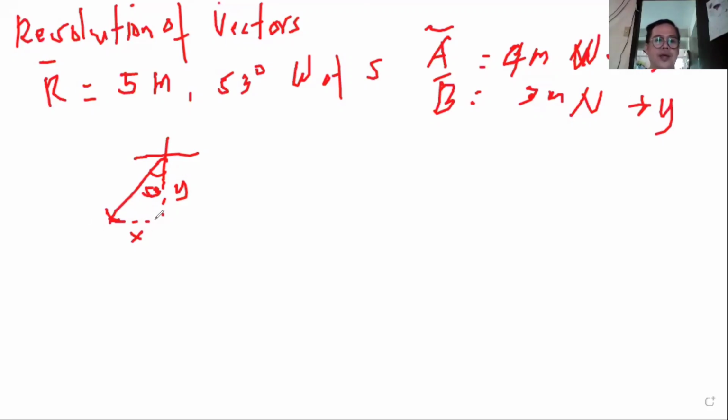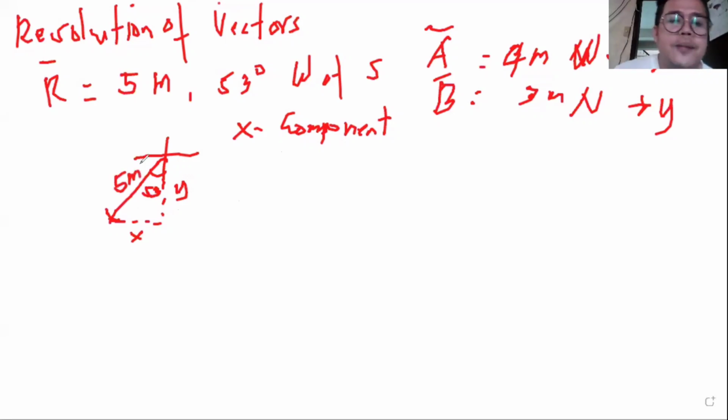So what we are going to do here is to resolve. Let's check whether your X is 4 and your Y is 3. Let's go back and repeat the process. So we are going to solve for your X component. Your X component here is this one, your vector X. This one here is 5 meters. If you look at our drawing, that's 5 meters.